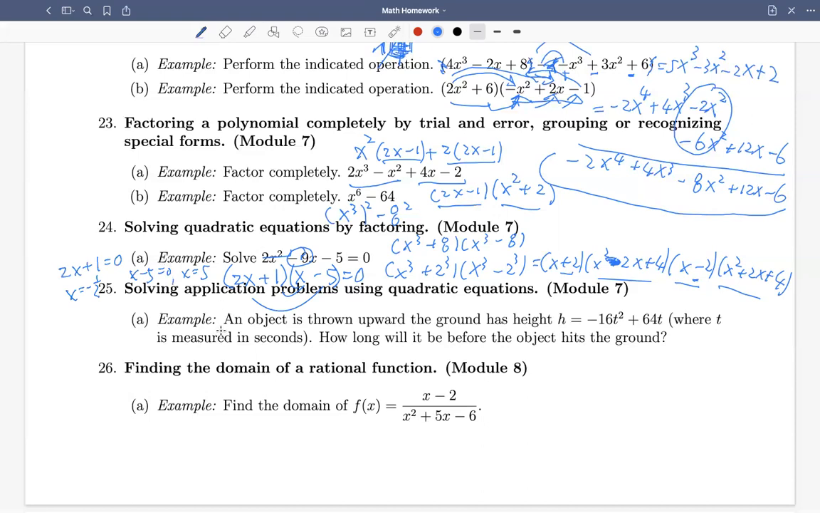Okay, 25. So I'm going to finish up to 26. I need to go to sleep.